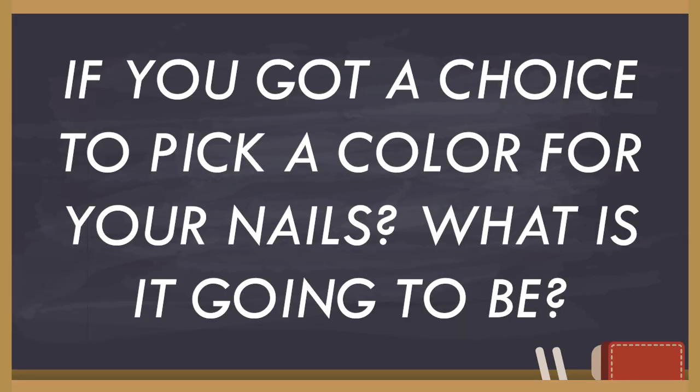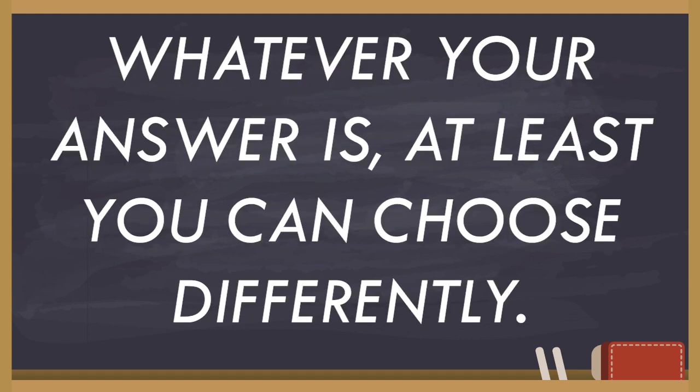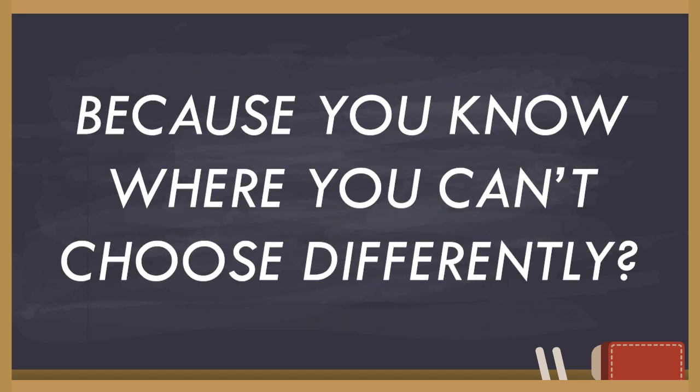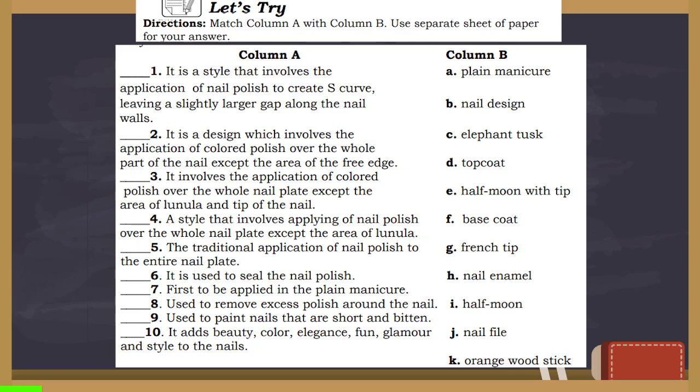Now, if you got a choice to pick a color for your nails, what is it going to be? Well, whatever your answer is, at least you can choose differently. Because you know where you can choose differently? Yeah, that's right. Answering this activity is because we need to be objective, so let's answer this.